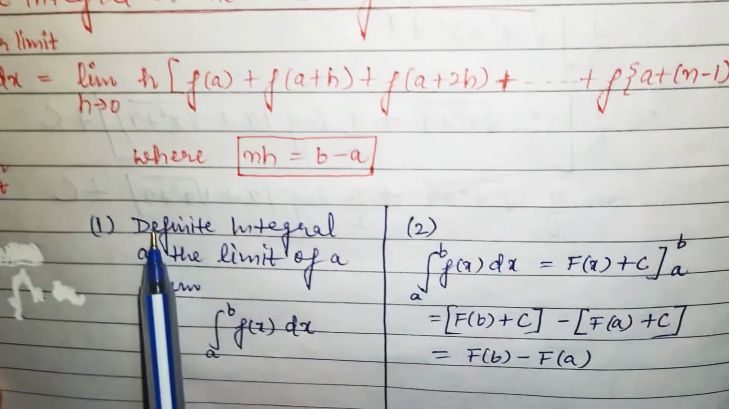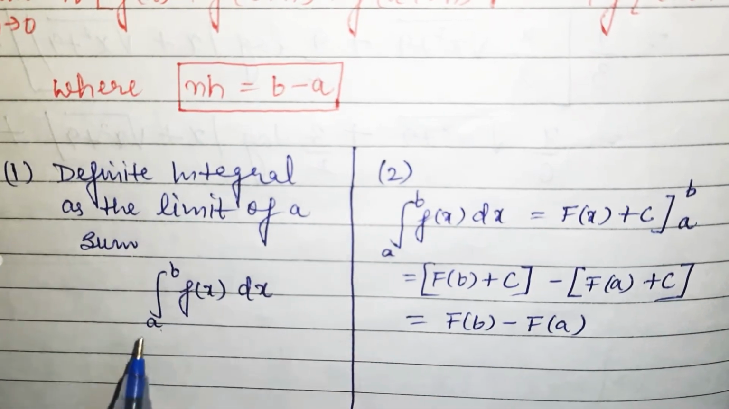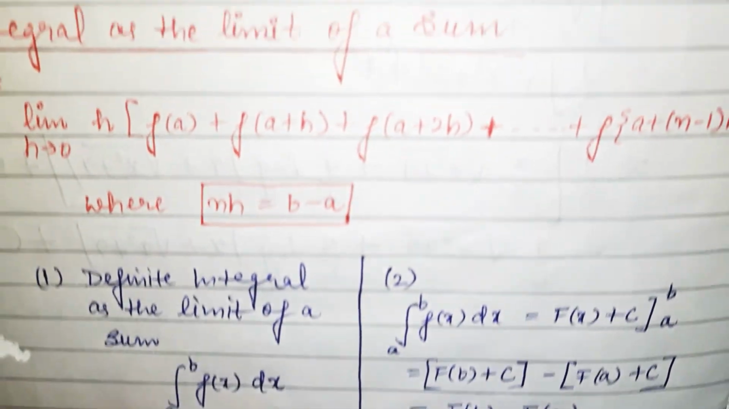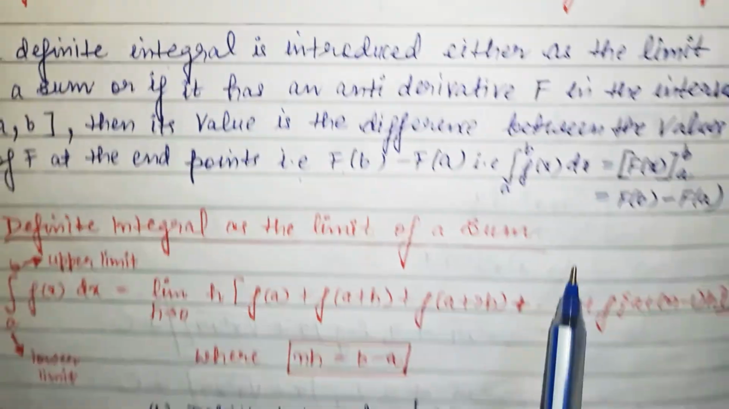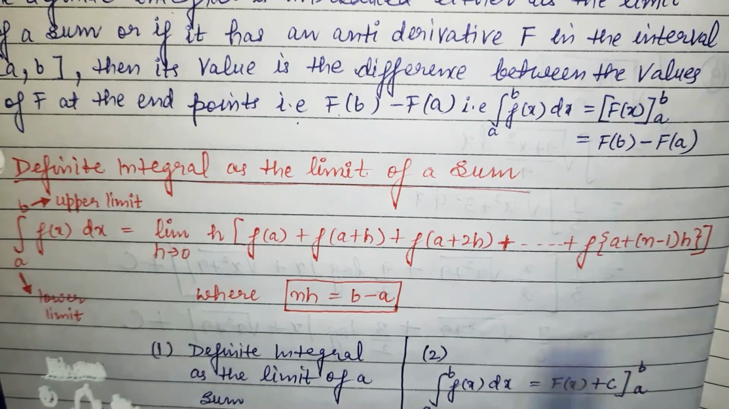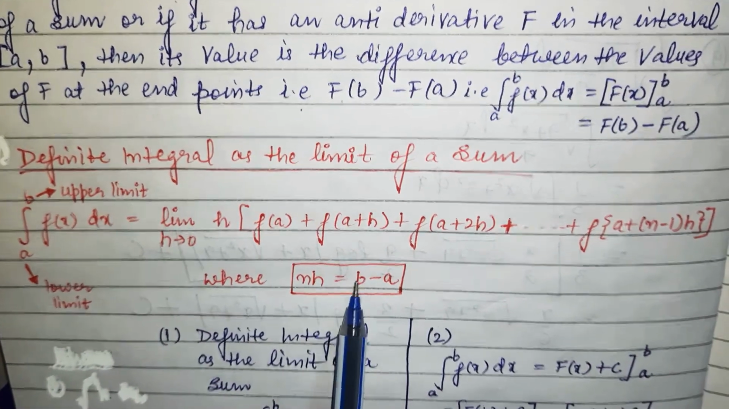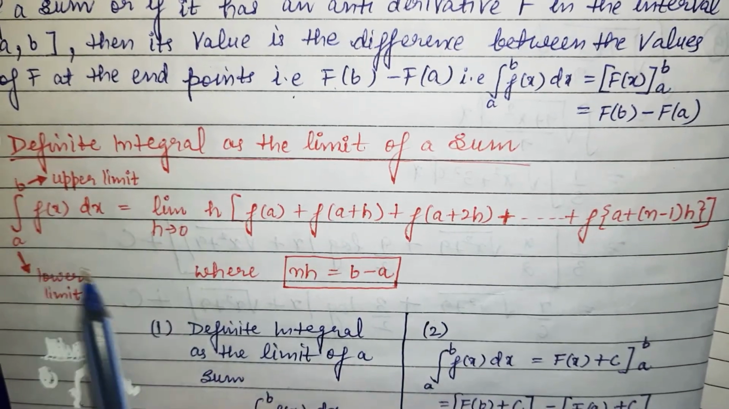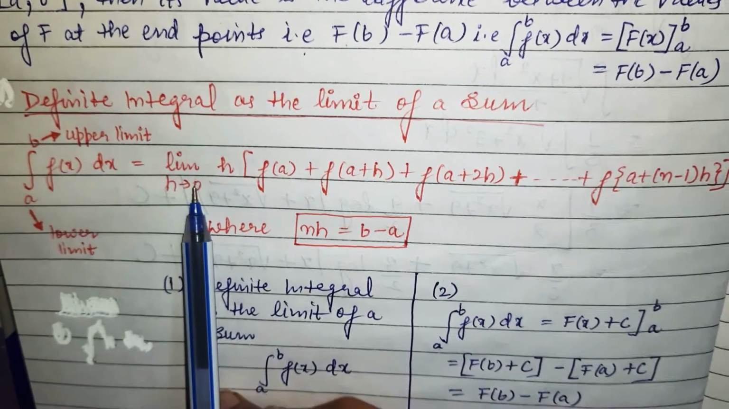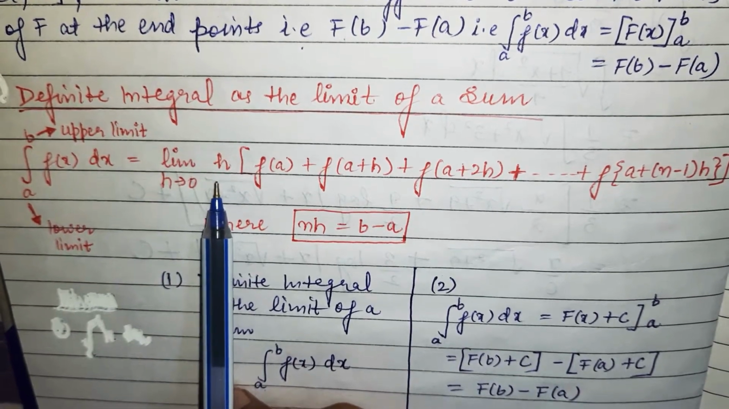See, if I am saying definite integral as the limit of a sum, let's suppose this function is given, a and b are given, f(x) dx is given. So this formula you need to apply, definite integral as the limit of a sum. There you need to remember this equation: a is your lower limit, h tends to 0, where nh is upper limit minus lower limit. Whenever I start the algorithm, I will tell you how to apply this formula. The proof is not required, only the formula you need to remember for solving the questions.